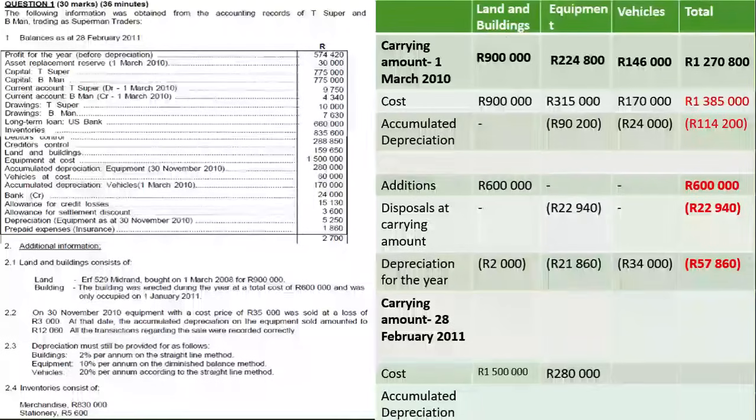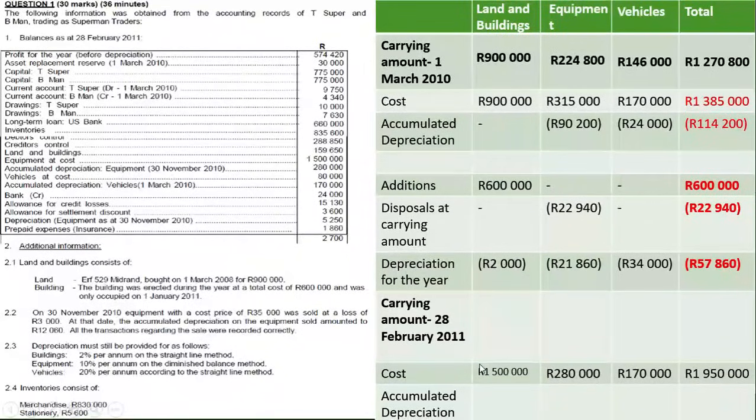What about vehicles? What is the cost of the vehicles? We know that there were no movements in vehicles during the year, and we are given there 170,000 rand as at 28 February 2011, so we plug that in, and then we get our totals, 1,950,000 rand. And then we move on to accumulated depreciation.